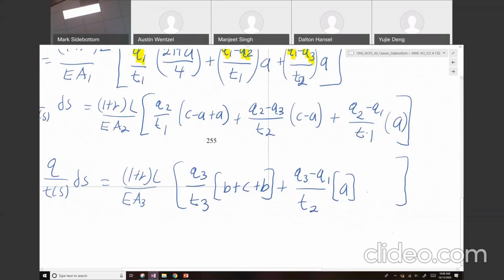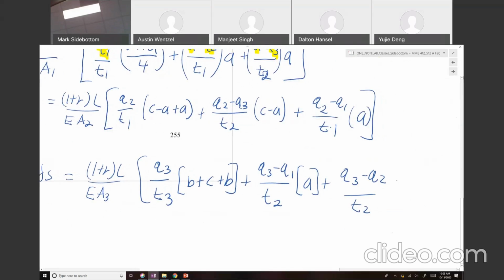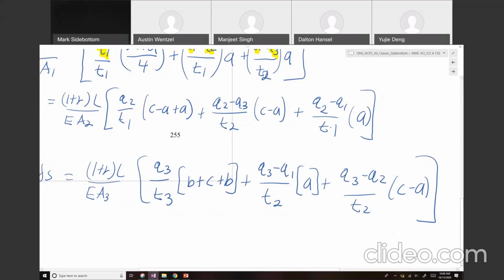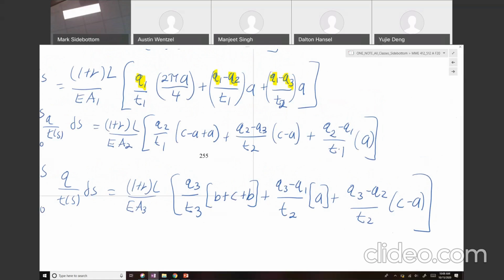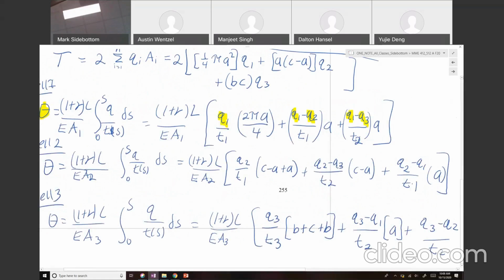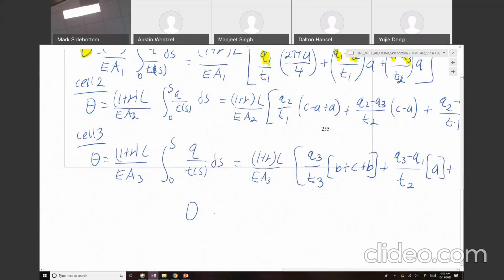Then the last part of the equation is between cell 3 and cell 2, so it's going to be equal to Q3 minus Q2 over T2, times the length of C minus the length A. So what we end up having here is four equations with four unknowns. Our four unknowns are theta, Q1, Q2, and Q3.